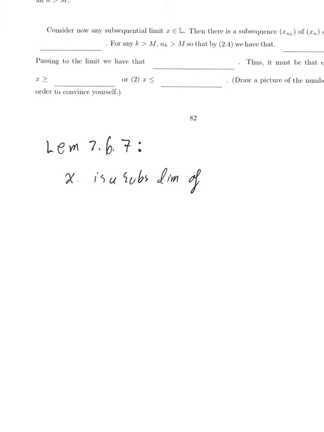x is a subsequential limit of x n if and only if for every epsilon bigger than 0, so no matter how close you want x sub n to be to x, for every big N, no matter how big you want the subscript to be, there exists an n bigger than big N, so that the absolute value of x sub n minus x is less than epsilon.